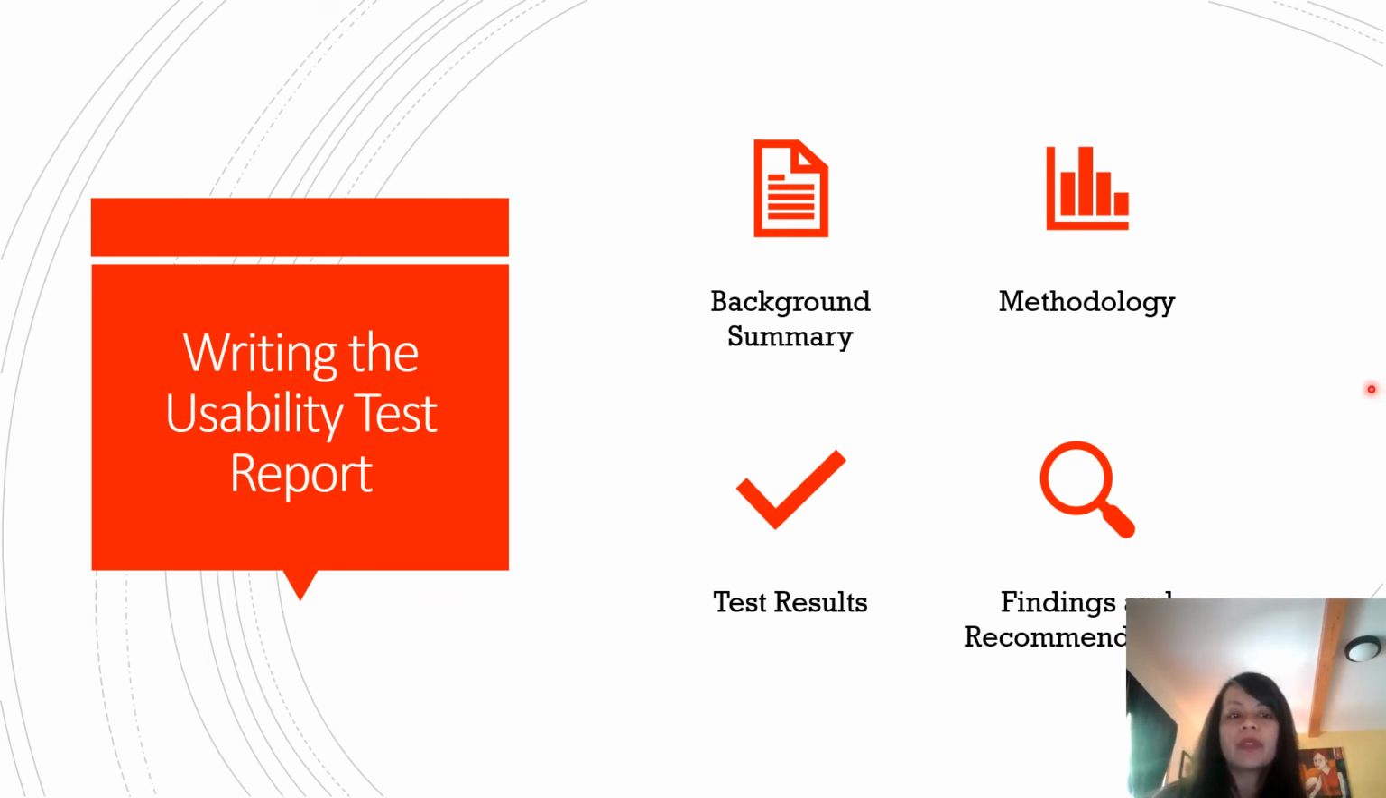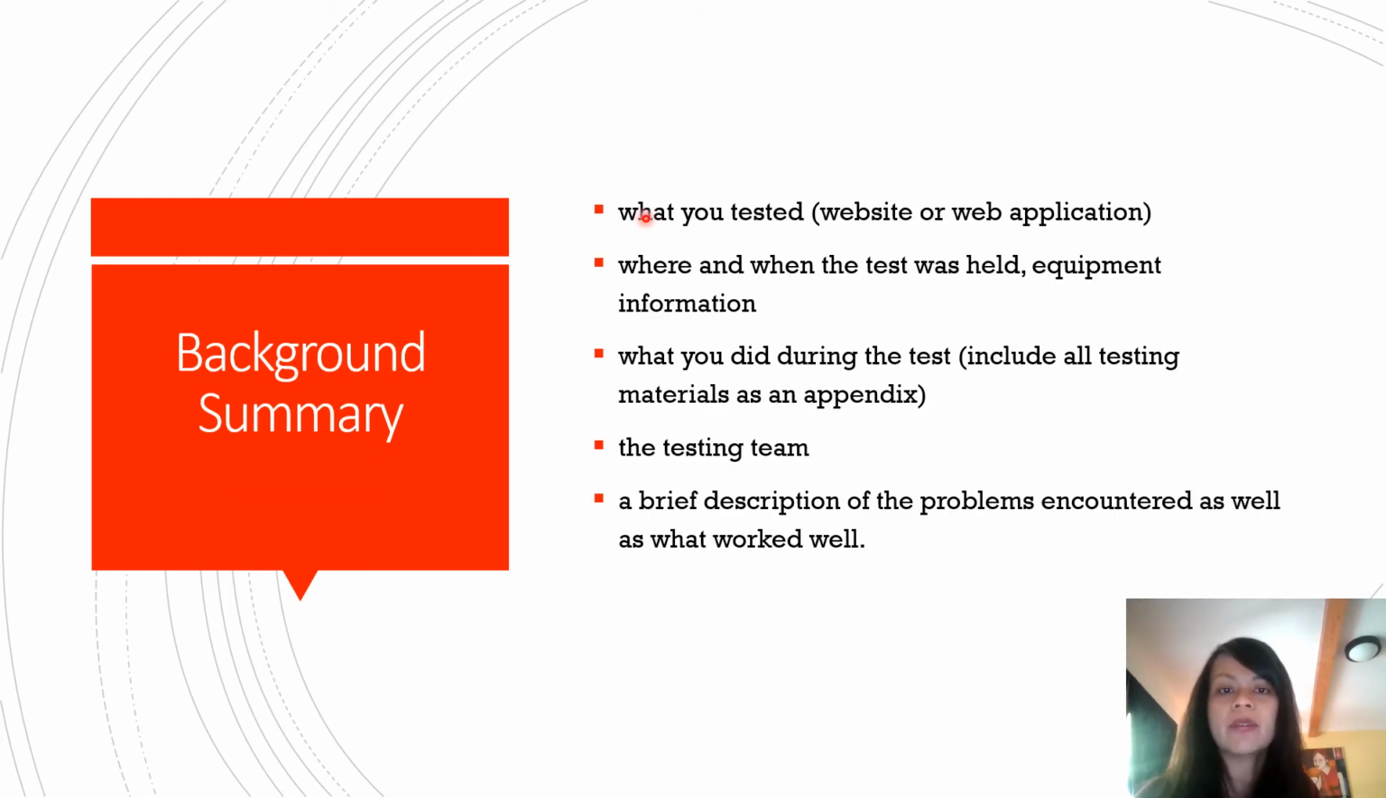Okay, so now it comes time to write the usability test report. You want to have a background summary, the methodology, the test results, and the findings and recommendations, something that's very similar to your user research report, right? So in the background summary, you want to talk about what you tested. Was it a website or a web app? Was it a kiosk? Where and when the test was held? Equipment information, what you did during the test, okay? And it can include all the testing materials in the appendix.